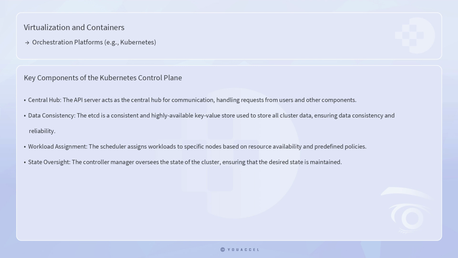One of the key components of Kubernetes is the control plane, which includes the API server, etcd, scheduler, and controller manager. The API server acts as the central hub for communication, handling requests from users and other components. The etcd is a consistent and highly available key-value store used to store all cluster data, ensuring data consistency and reliability. The scheduler assigns workloads to specific nodes based on resource availability and predefined policies, while the controller manager oversees the state of the cluster, ensuring that the desired state is maintained.